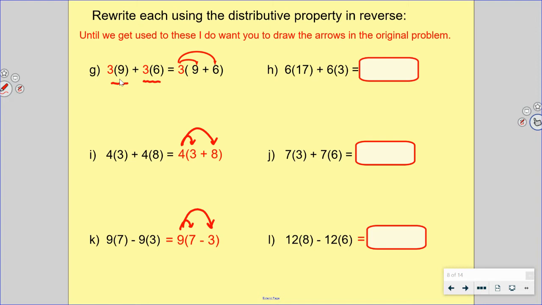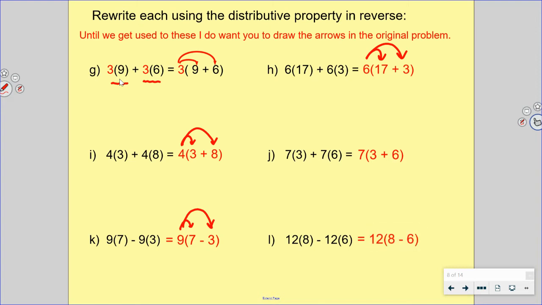So 6 groups of 17, 6 groups of 3. It could also mean 6 groups of 17 and 3 together. Maybe I'll stop drawing the arrows now. 7 groups of 3, 7 groups of 6 means 7 groups of 3 and 6. 12 times we go up 8, and then 12 times we go down 6. Well, that's kind of the same as saying 12 groups of going up 8 and down 6 and up 8 and down 6 and up 8 and down 6.